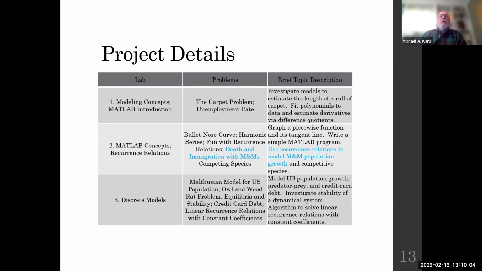And then in the second column, there's the problems I gave the students. I'm summarizing them. And then there's a topic description in the third column. And I highlighted, I think that's purple, some color you can see. That's the part that involves the SIMIODE project. So the death and immigration with M&Ms, we did that in lab 2. And then this was using recurrence relations to model M&M population growth. Okay, and then the other stuff is all sorts of things that I incorporated into the class based on the material that we were learning about.